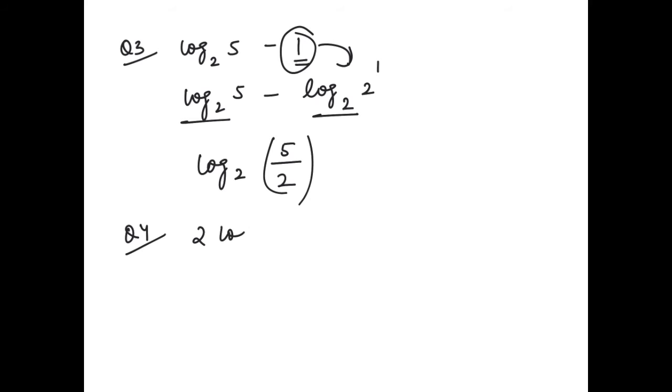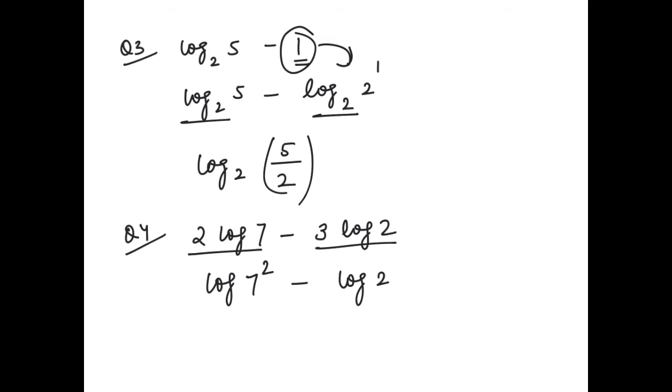Let's do one more question. 2 log 7 minus 3 log 2. Here we can apply the power law of log. So it will be log 7 to the power 2 minus log 2 to the power 3. So now they are in minus. So you can say log, common log, 7 sevens are 49 over 8. So that's your answer.